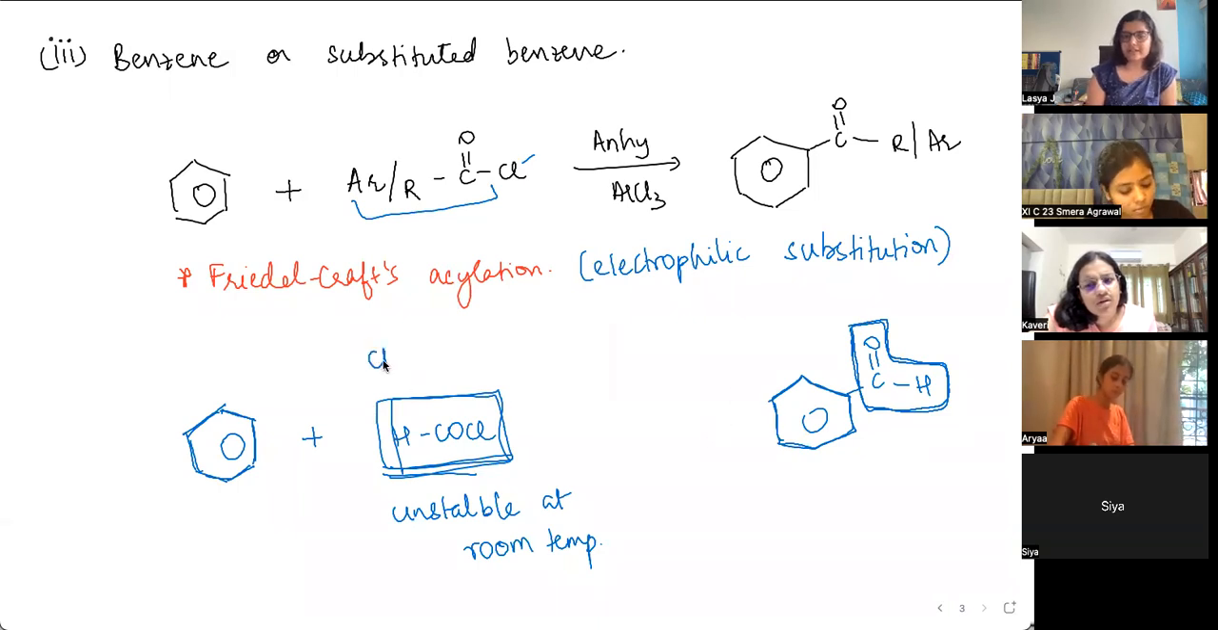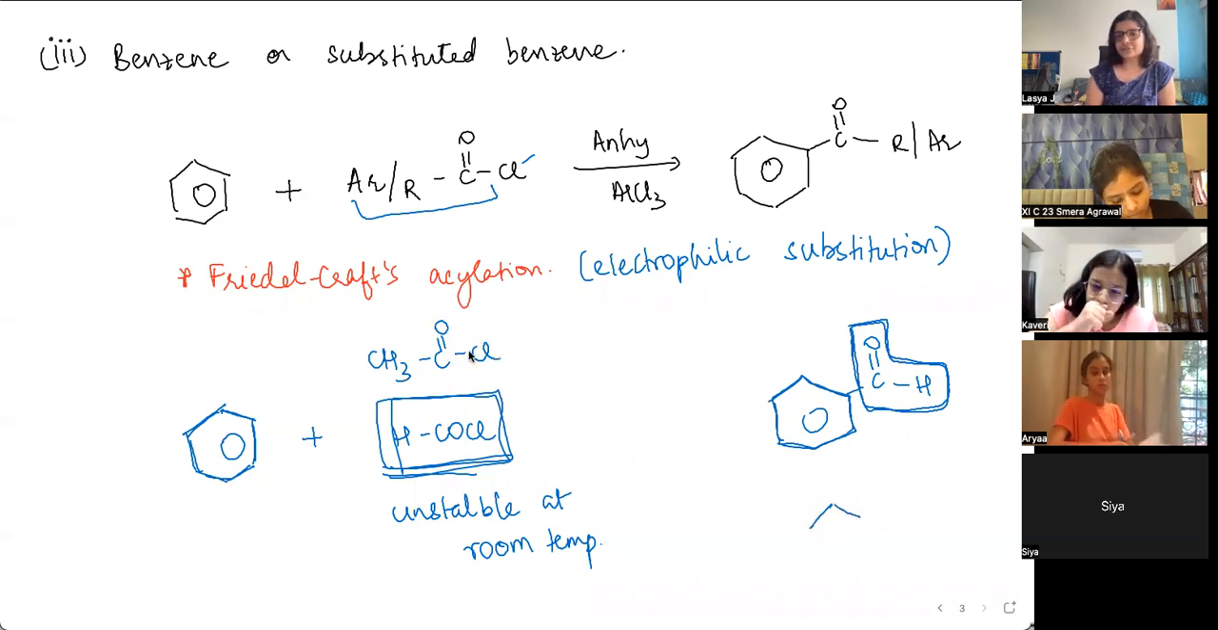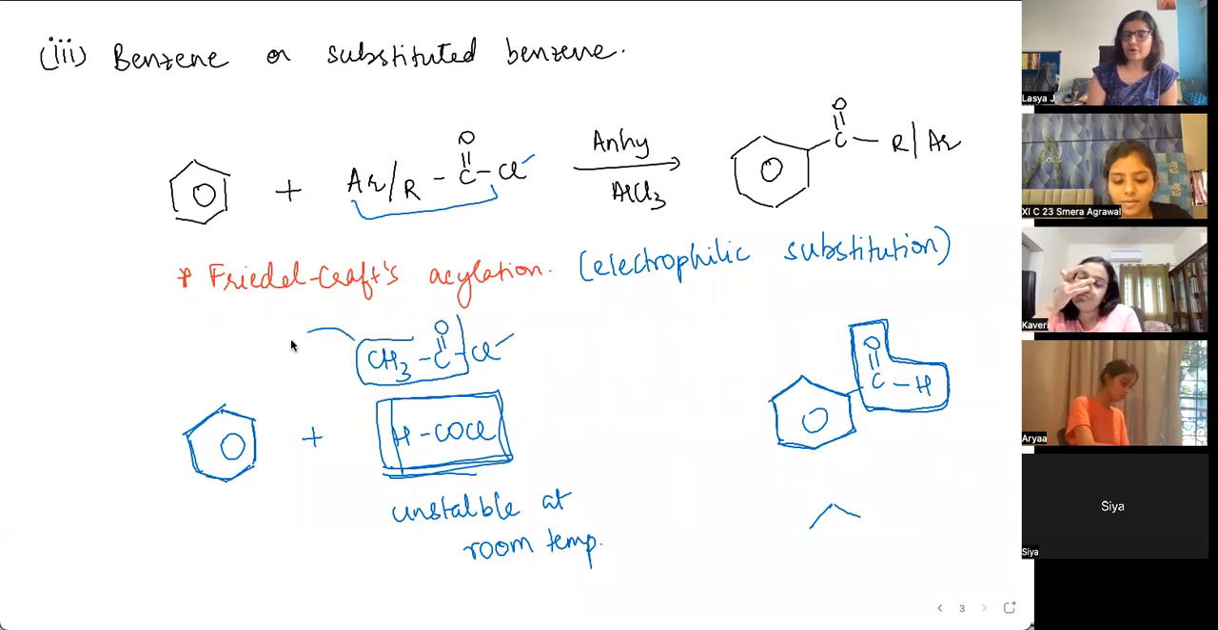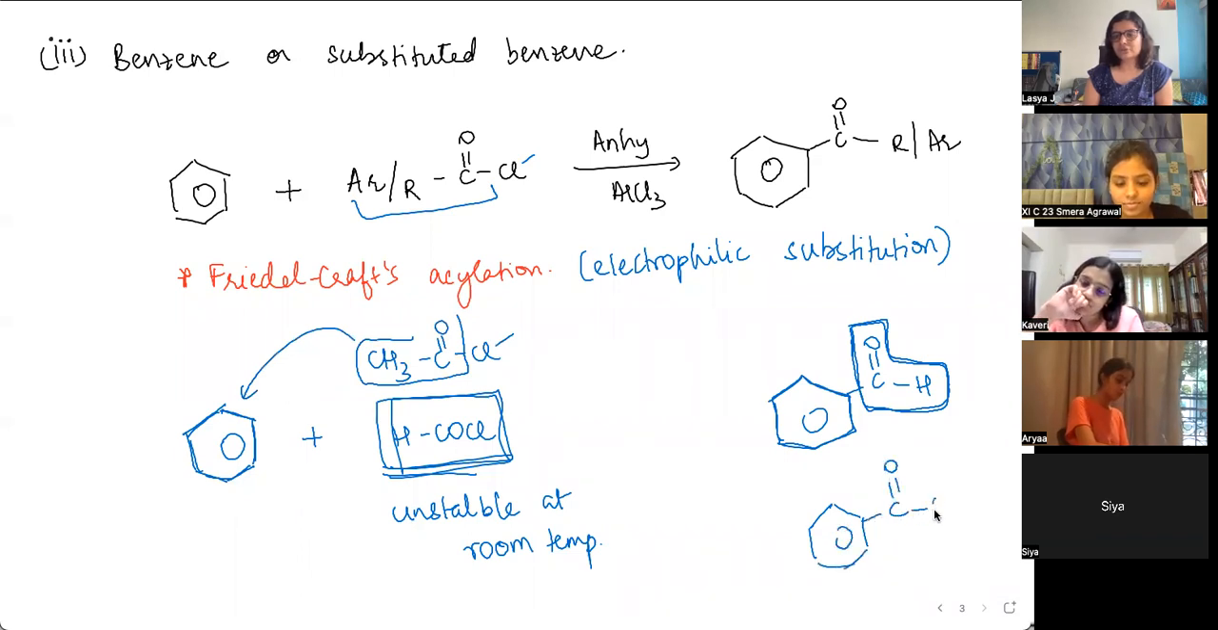So if I take CH3COCl, then I end up taking away chlorine and the rest of the part gets onto the benzene ring. So I get benzene and then C double bond O, CH3.